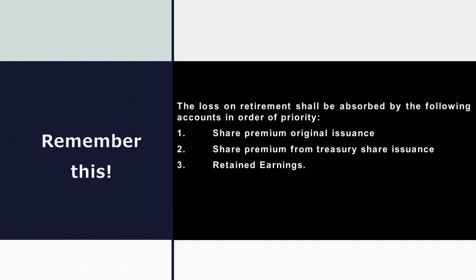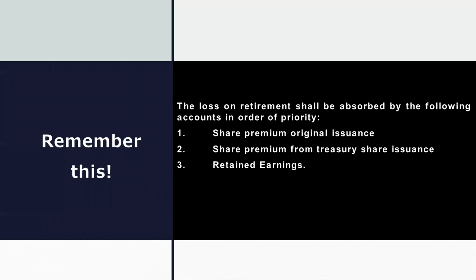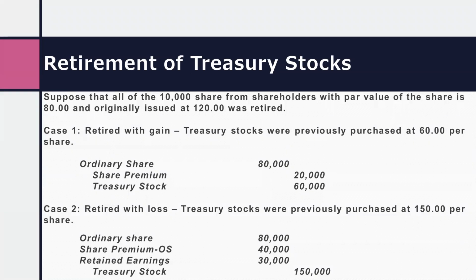So in our case here, there was a share premium from the original issuance. Why? Because originally it was issued at 120, and the par value is 80. So there is a 40 pesos premium, times 10,000, that is 40,000. So gi-debit niya una ang share premium ordinary shares na 40,000.